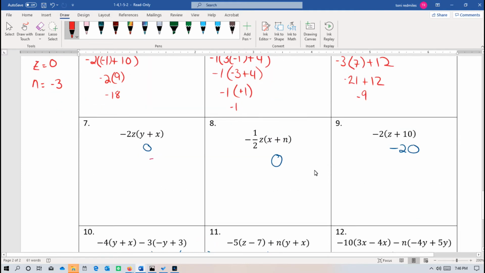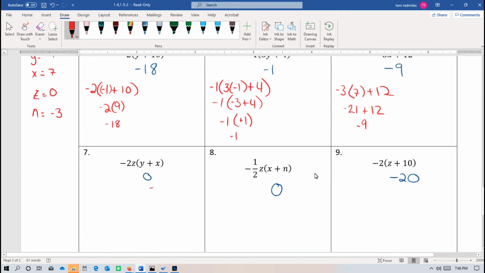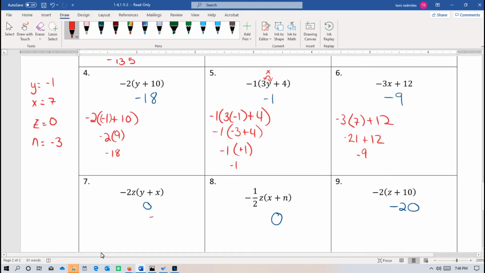All right, this one is super easy, even though it doesn't look super easy. And let me show you why it's super easy. I'm going to put the 0 in parentheses. I forgot to do the inside.